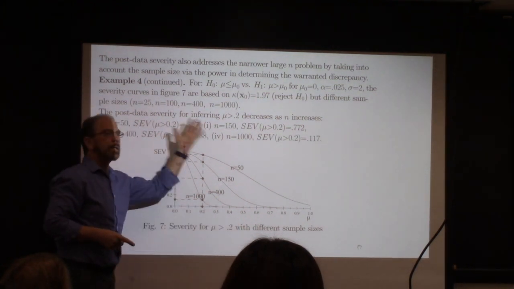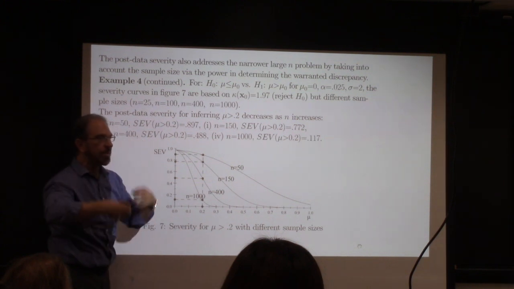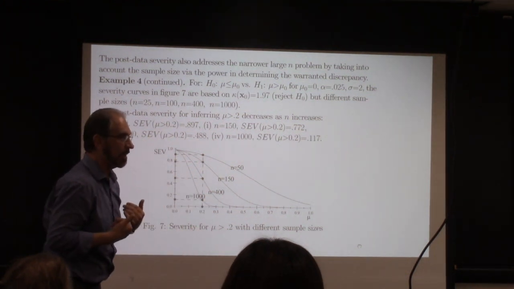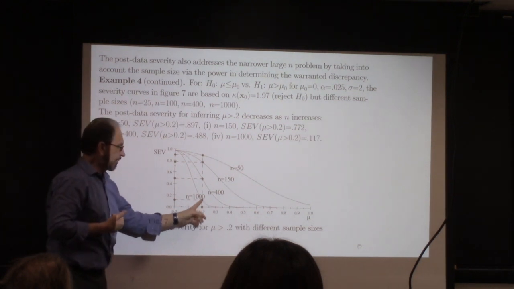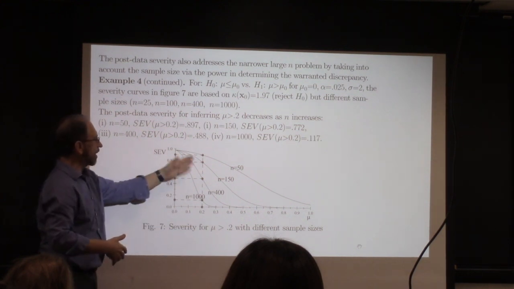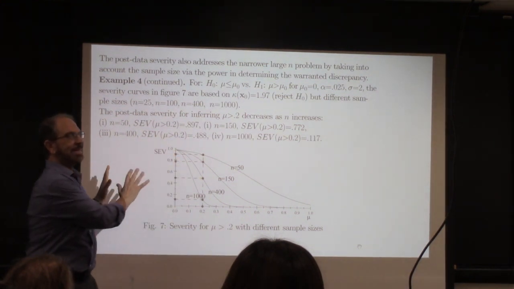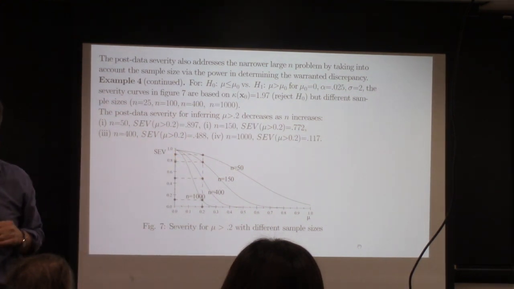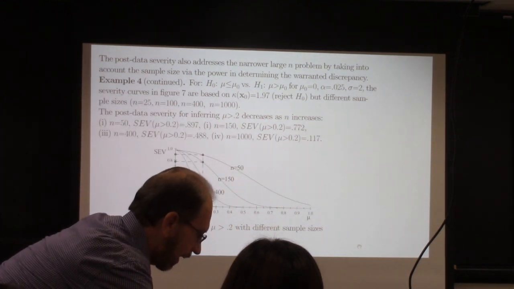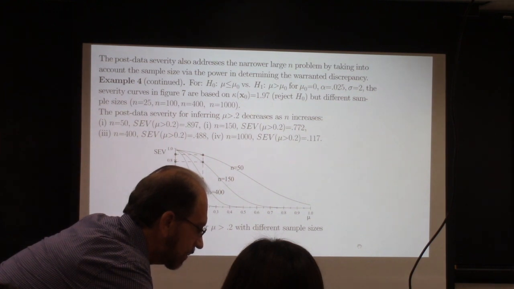Because I'm using the non-centrality parameter with the sample size in order to shrink what you're warranted to claim about the severity of this particular discrepancy. Of course, we have diagrams where we change the discrepancy and so on, but this gives you an instant picture of how this evidential account, if you like, takes that fully into account.